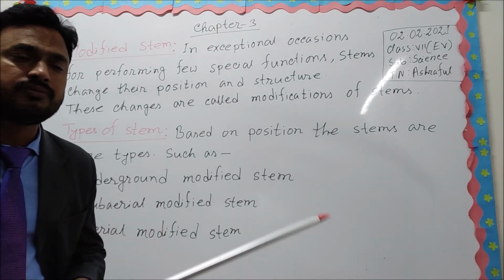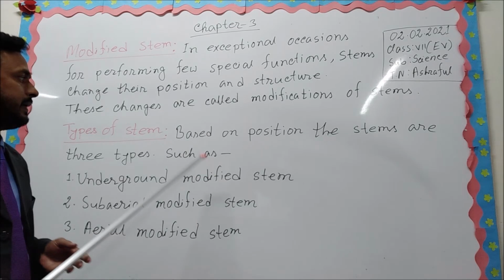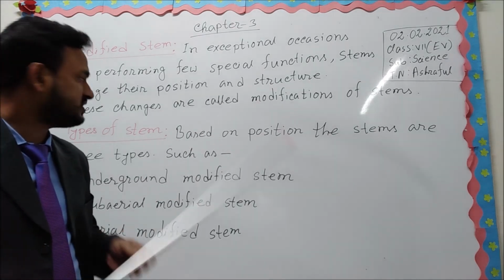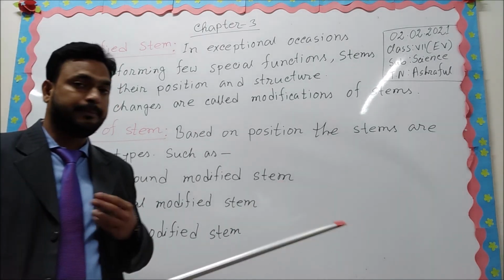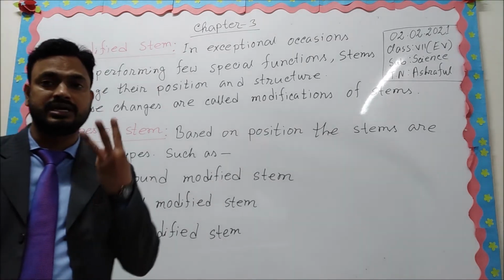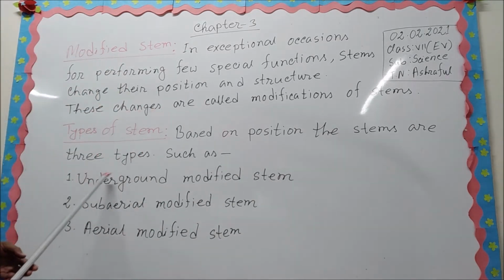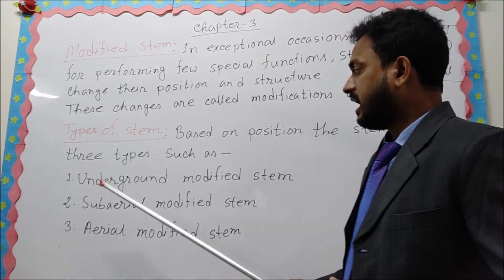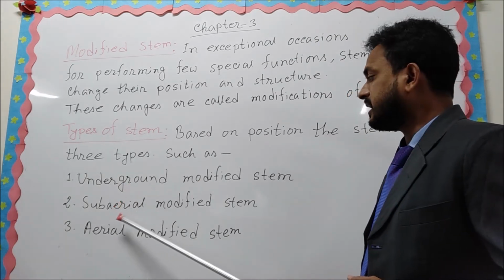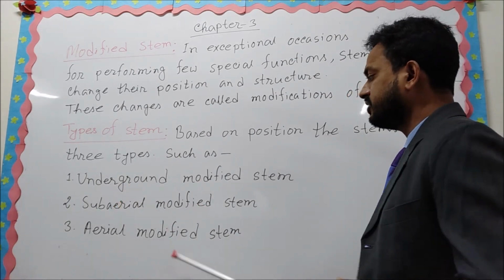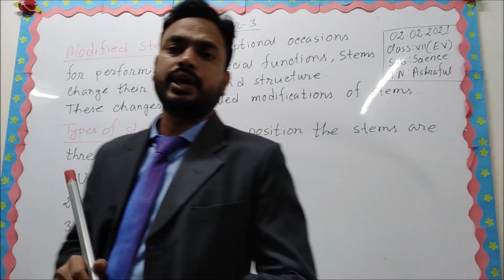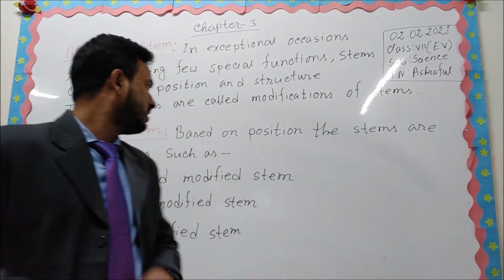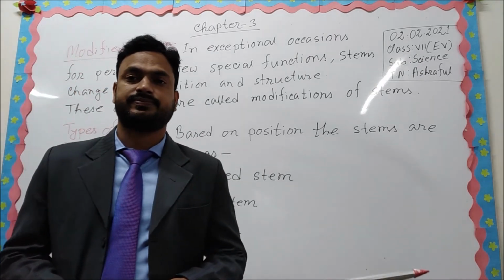Now, types of stem. Based on position, stems are of three types. Those are underground modified stem, subaerial modified stem, and aerial modified stem. But today we will discuss underground modified stem.